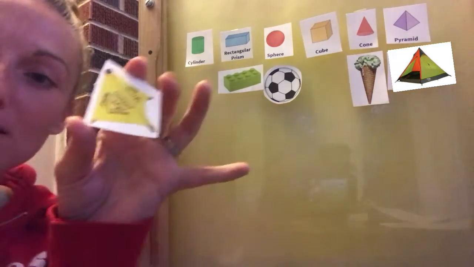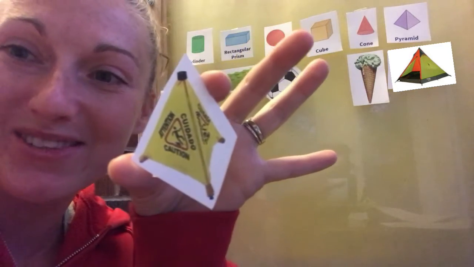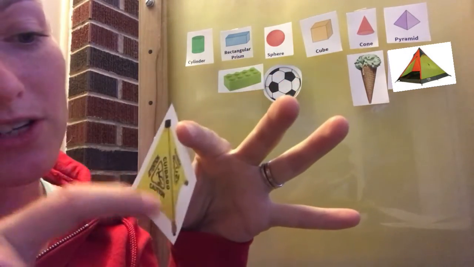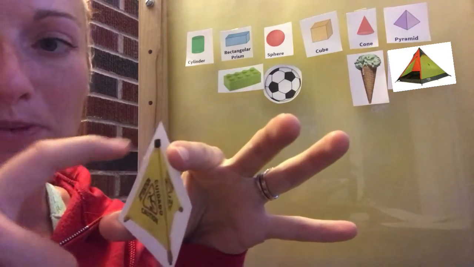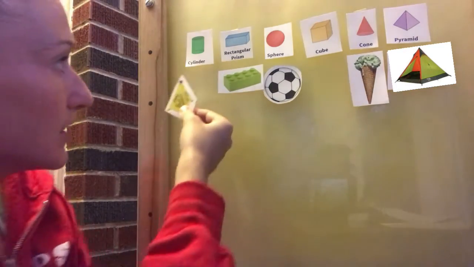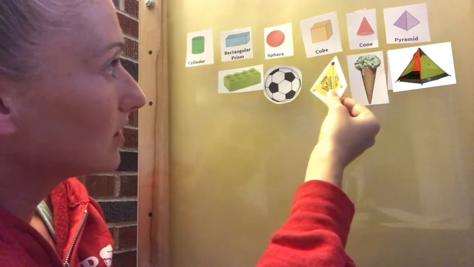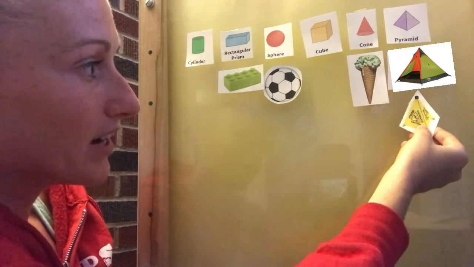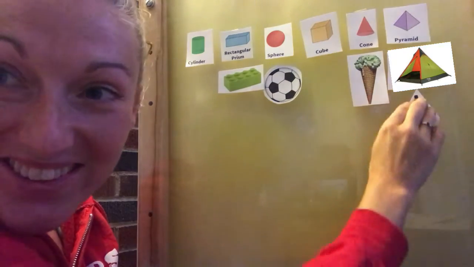All right, this one is a caution floor sign. So sometimes when the floor is wet, you'll see these. And this one has triangles all around the sides and it goes up into a point. So let's see. Do you see it? If you said a pyramid, you are right, because it has the triangles all around the sides.